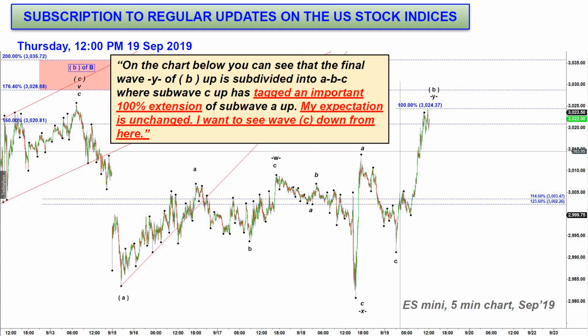And this is what I wrote to my subscribers. On the chart below, you can see that the final wave Y of wave B up is subdivided into A, B, C. This is what I'm talking about. So I said that was the first drop, A01, and from here we started a corrective wave B. This is one. And that where parenthesis B up was structured as a double 3 corrective structure. What that means is that it is subdivided into two ABCs: ABC up and another ABC up. And it is connected by a technical wave X, which is also subdivided into ABC.